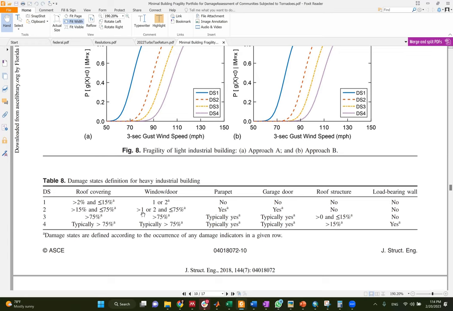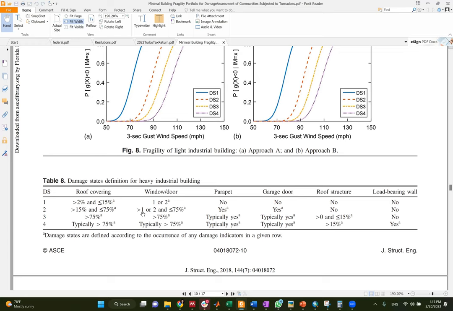So both of them are at 100%, but you have a high probability of being in extensive damage and a medium probability of being in complete damage. This is when we do the building level. So we have damage states like this, and the same thing when we develop these fragilities, we get curves like this. The curve is something like this one.